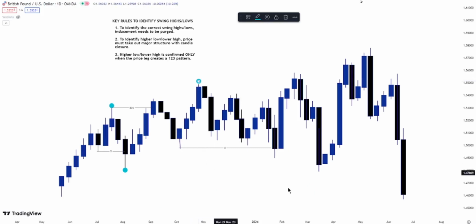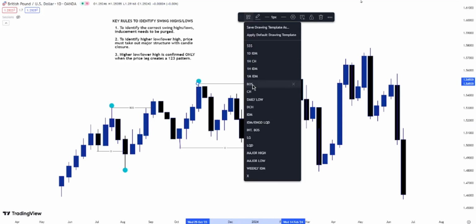All right? Now, this low cannot be confirmed just yet until price fulfills rules number 2 and 3. Rule number 2 says to identify higher low or lower high, price must take out major structure with candle closure. Let's see whether rule number 2 happened here. This is your major structure high. As you can see, it took it out with candle closure, and that becomes your break of structure.